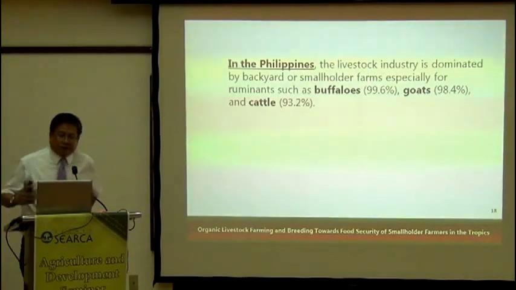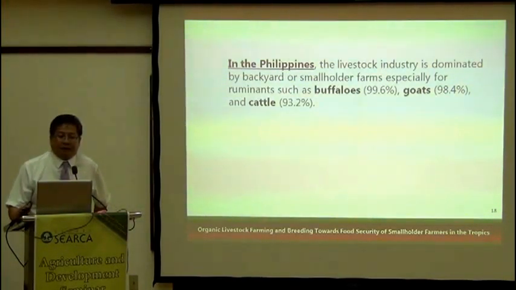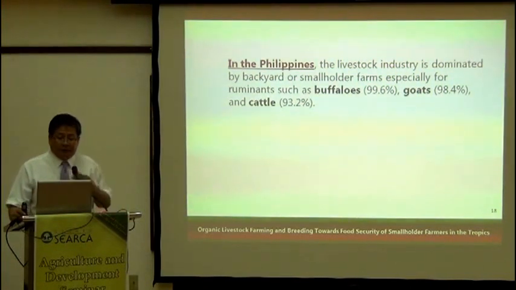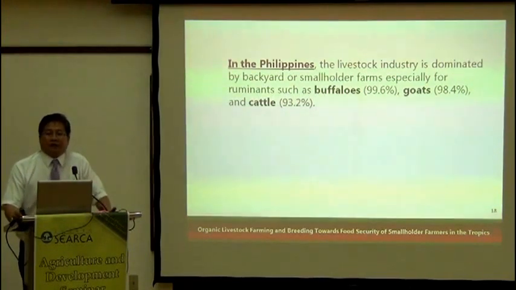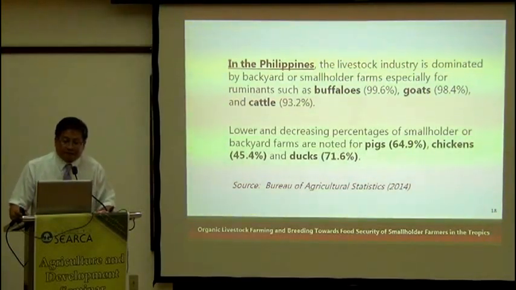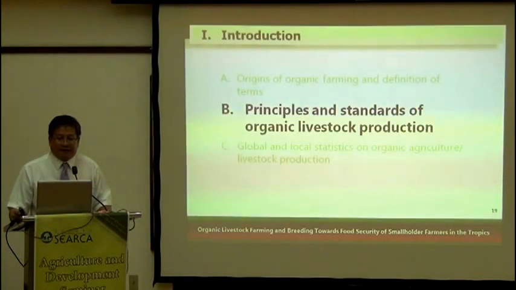In the Philippines, I'd like also to highlight, which is very similar also to other countries in the region, the industry is dominated mainly by backyard or smallholder farmers, especially for ruminants, to include buffaloes, goats, and cattle, wherein their domination will be in the 90s, low 90s, up to the high 90s in the case of buffaloes. For other farm species, smallholders also occupy a dominant ownership, say for pigs, about two-thirds of what pigs in the country are raised by smallholders, chickens, slightly less than 50%, ducks, 70%. And these are according to the latest statistics from the BAS.